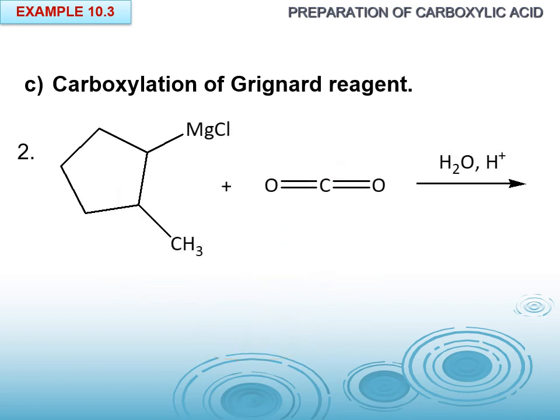Question number two. Let's draw the cyclopentane over here. I'm not good at drawing cyclic compounds. See, it's not balanced. Let's draw the methyl group attached to that carbon. And here would be attached the carboxyl group. So carboxylation means we are putting a carboxyl group into the reactant.